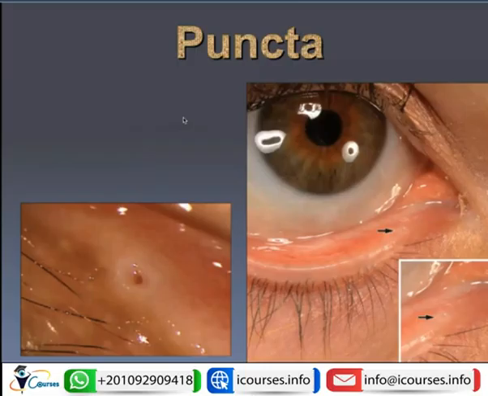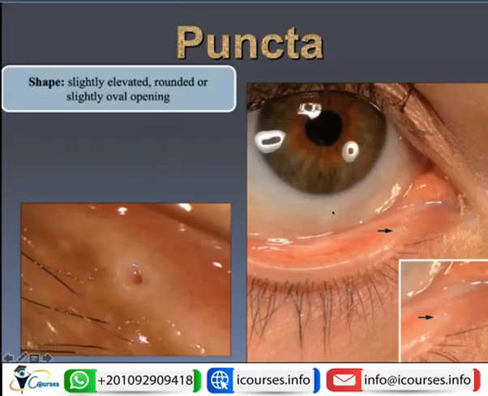So this is the secretory portion. Let's now discuss the excretory portion, or the drainage system. The first gate of the drainage system will be the puncta. We have upper and lower puncta. So this is the lower punctum, and here is the upper punctum. The puncta are slightly elevated, rounded or oval openings, as you can see here.